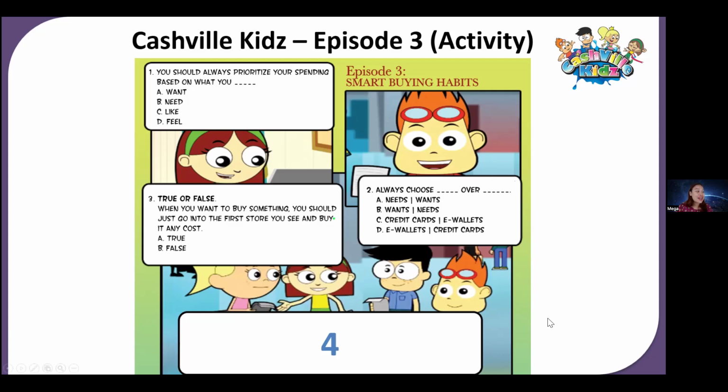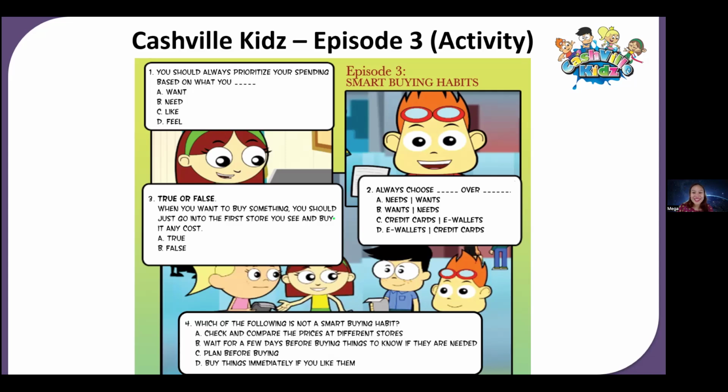Now we're going to the last question for this session. Which of the following is not a smart buying habit? Is it A, check and compare the prices at different stores? B, wait for a few days before buying things to know if they are needed? C, plan before buying? Or D, buy things immediately if you like them?